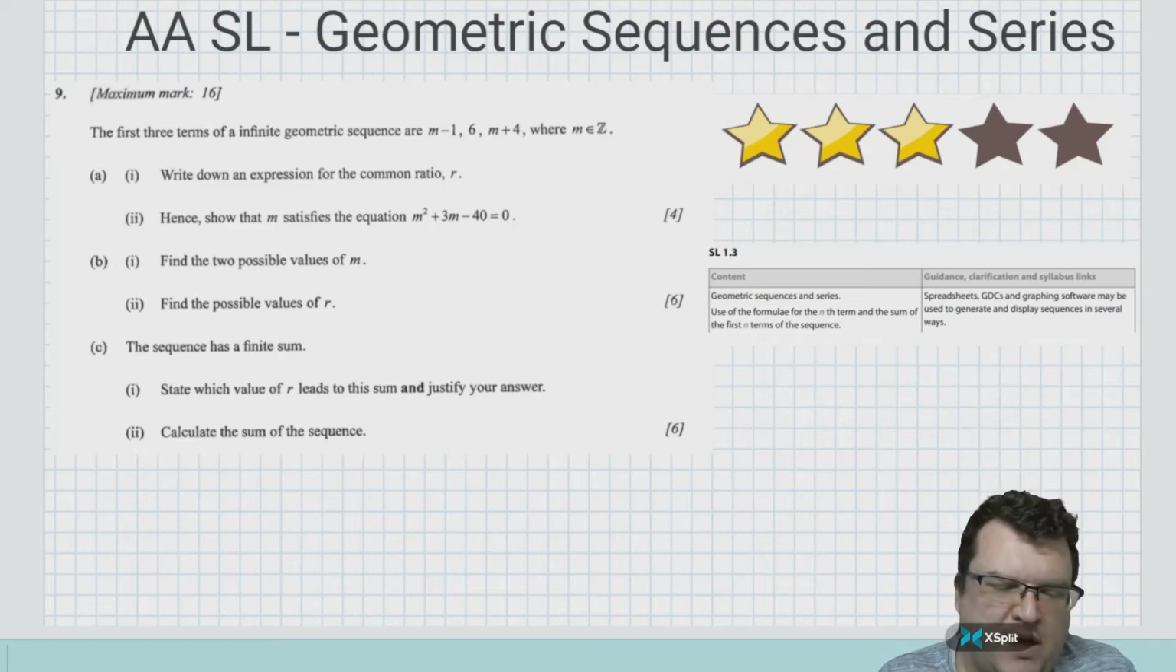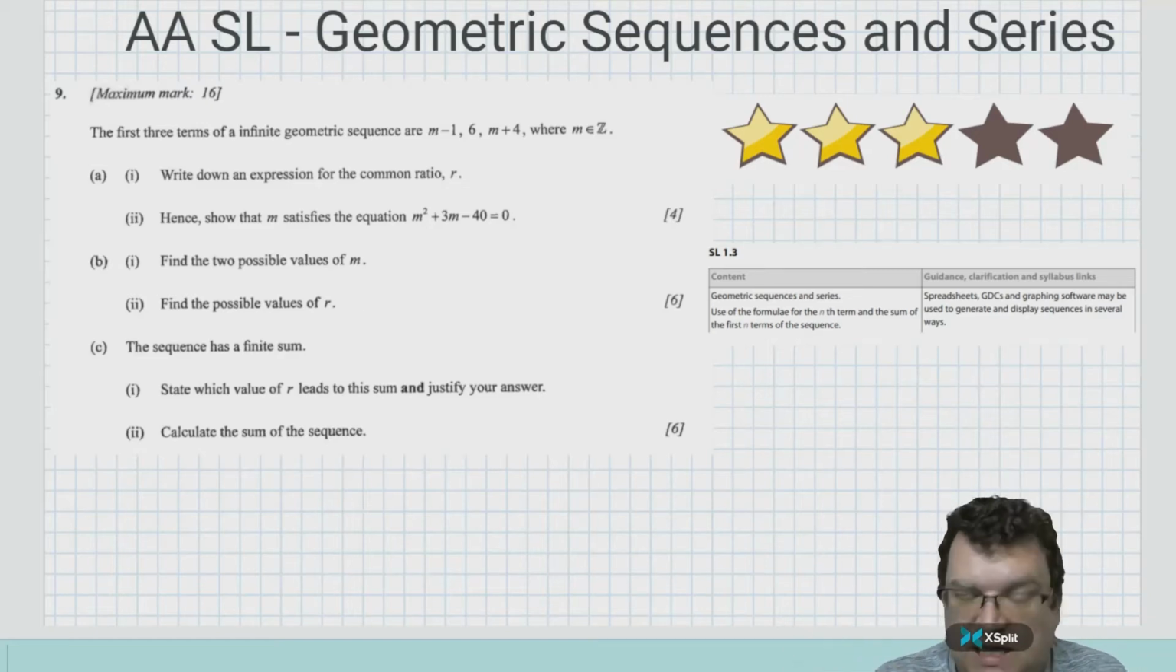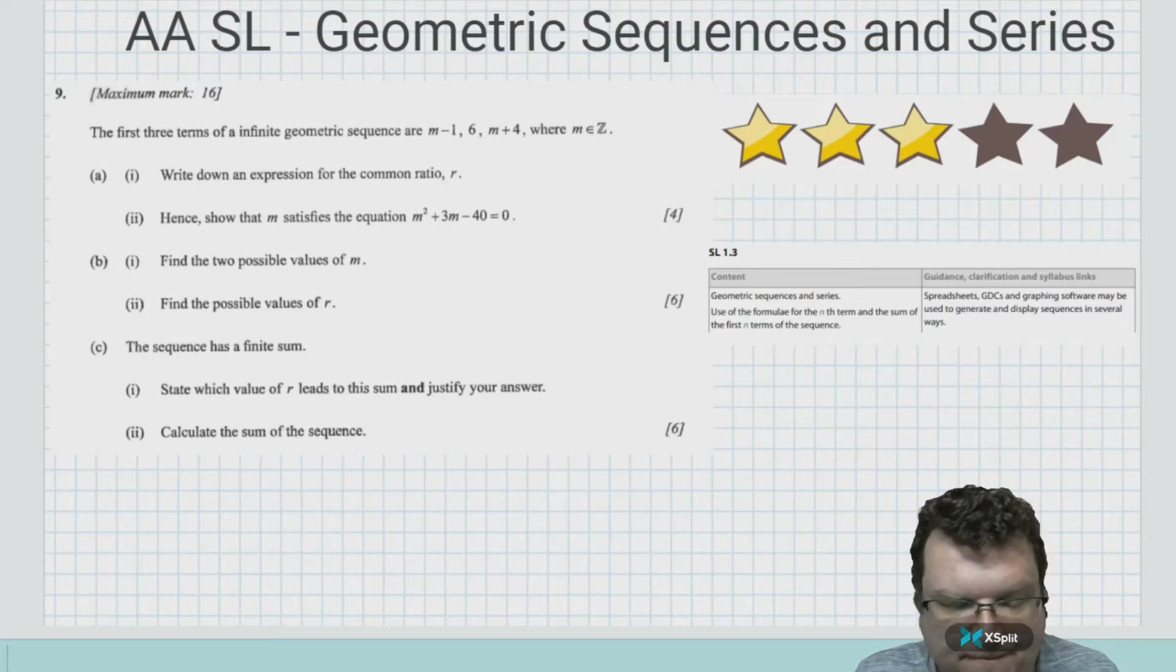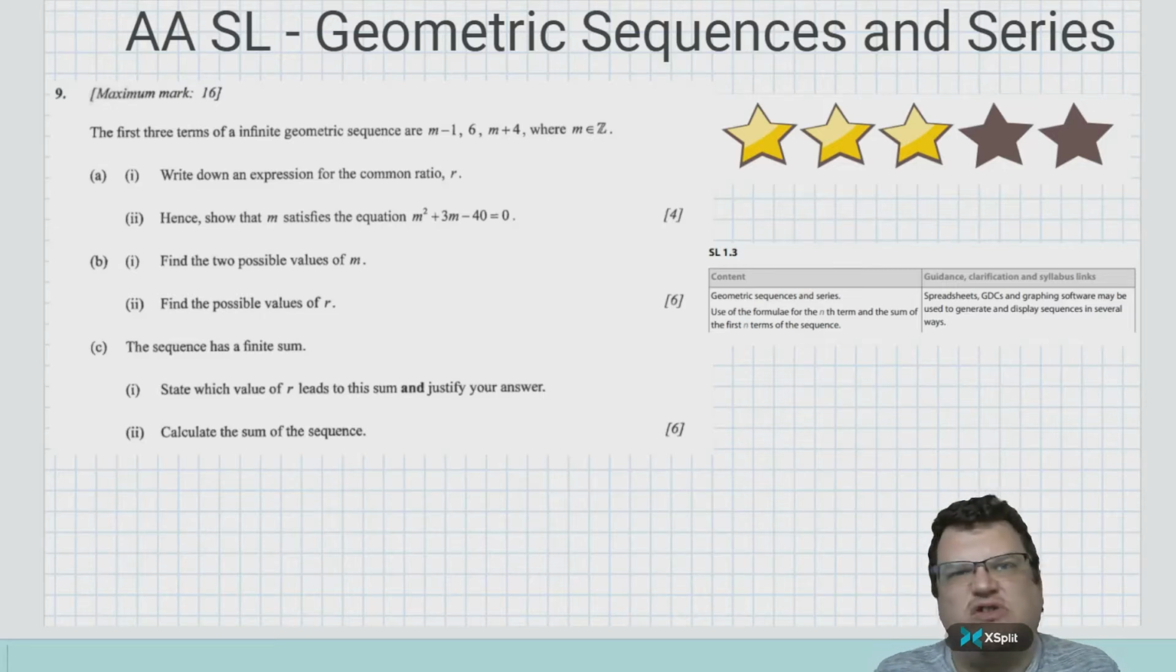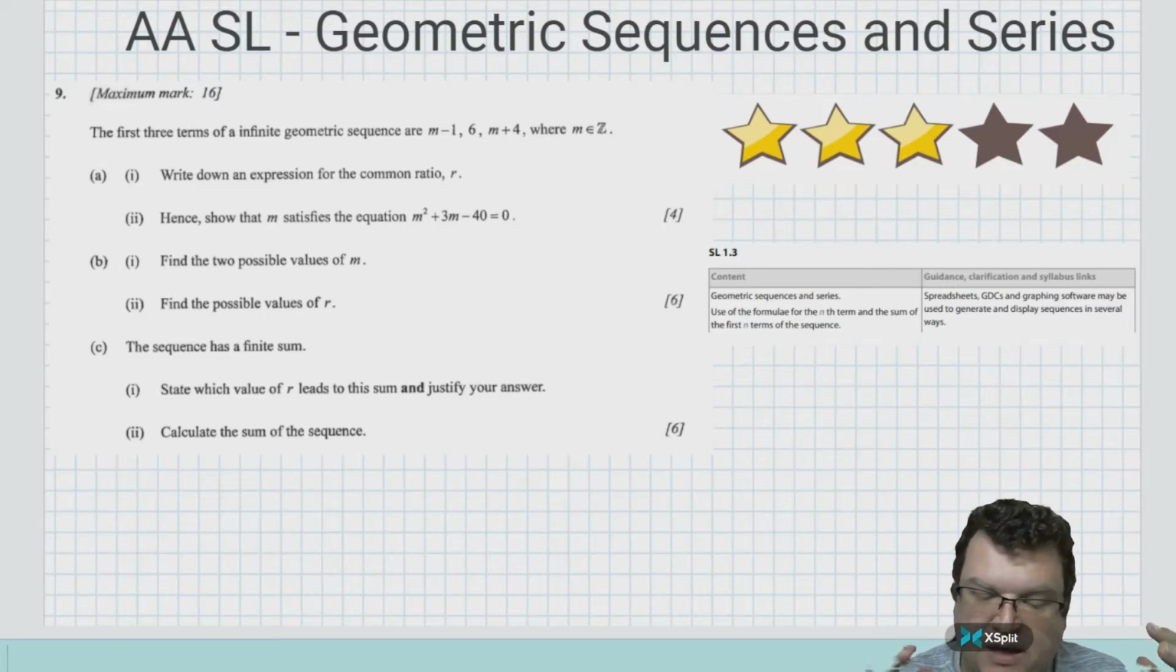response question. So just reading the question, we can see it involves a geometric sequence that's given to us in the question. We don't know exactly what the values of the terms are. We've got them in terms of this variable m. We're probably going to have to find that and then do some other things around that. So let's get stuck in, see how we do.